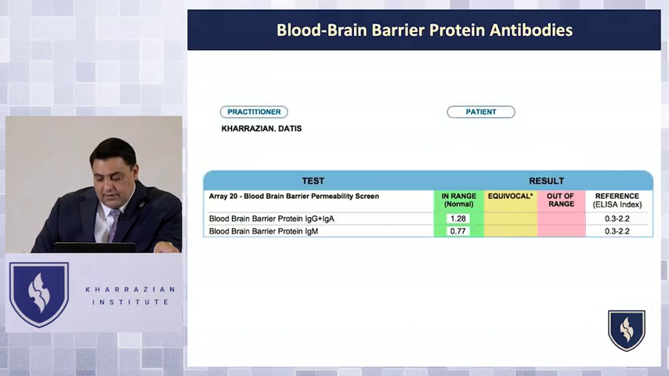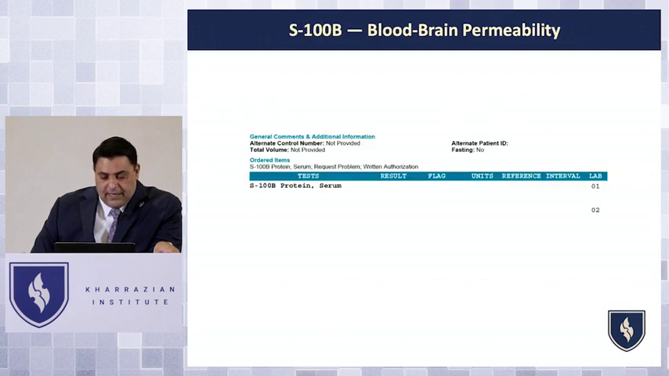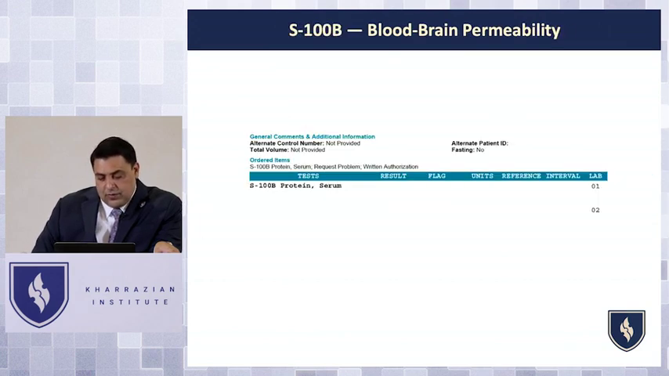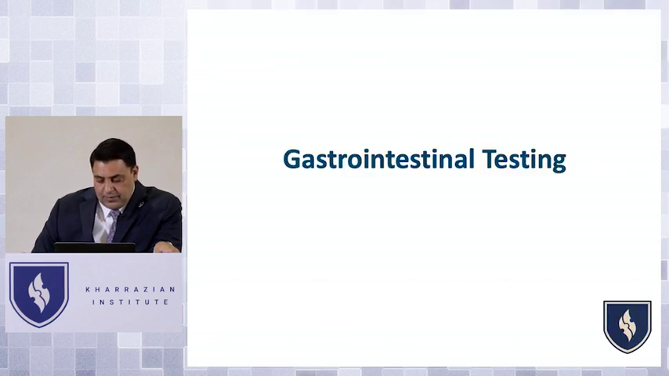Blood barrier testing is something you might want to consider in your workup, because remember, blood-brain barrier permeability impacts Alzheimer's disease and neuroinflammation. S100B is another way you can check for blood-brain barrier permeability. So you can either measure blood-brain barrier protein antibodies or S100B. S100B is found in the conventional labs. See if those levels are elevated. Those are associated with blood-brain permeability.